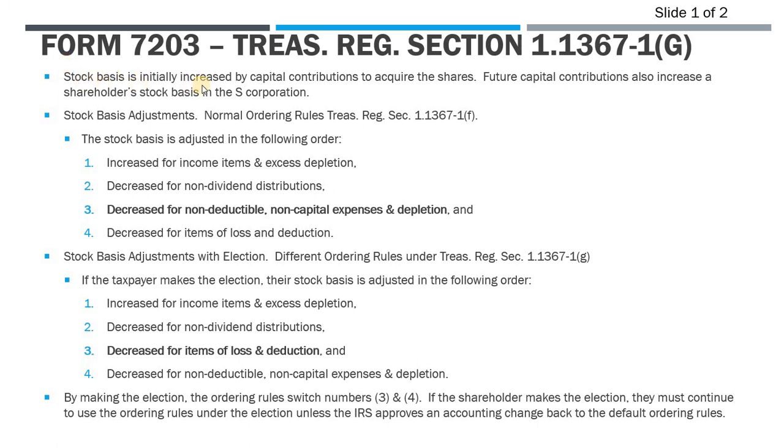Okay, for this Form 7203 video, I wanted to cover a unique election available to S corporations. The election is stated here at the top. It's Regulation Section 1.1367-1(g). This election is made in order to reorder the way you adjust your stock basis in the S corporation. I've got two slides in front of us outlining the rules and the fact pattern we're going to look at.